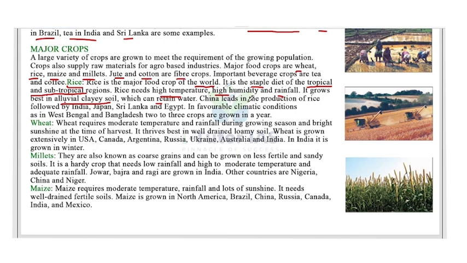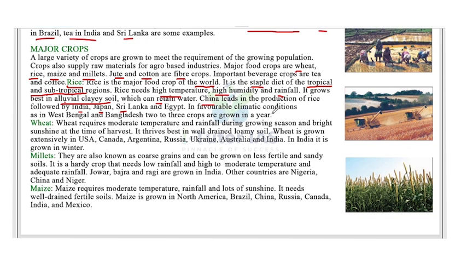China leads in the production of rice, followed by India, Japan, Sri Lanka and Egypt. So these are the countries which produce more rice. First one is China, then India, Japan, Sri Lanka and Egypt.